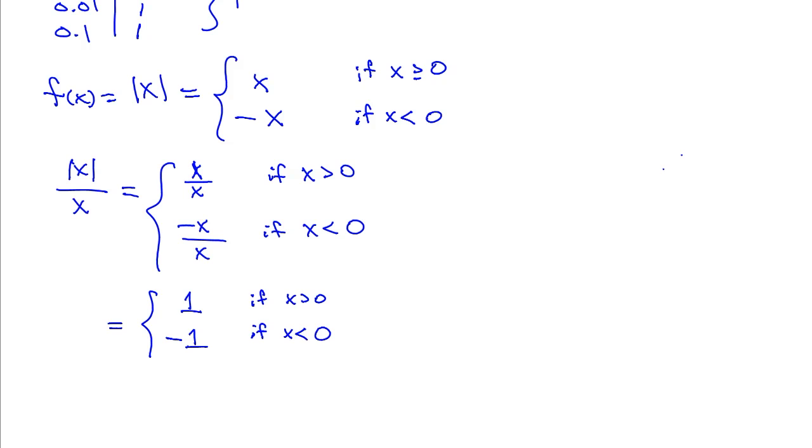Well, there you go. There's how you make your little table. If the x's are positive, they go to 1. If the x's are negative, they go to negative 1. They never move toward a central number, therefore the limit does not exist. The graph looks like the following.